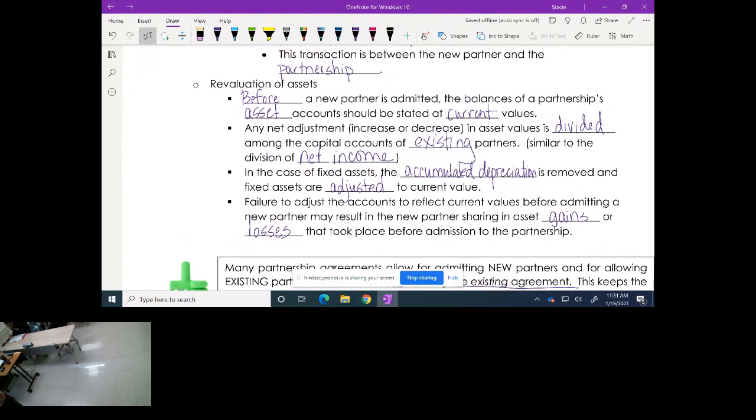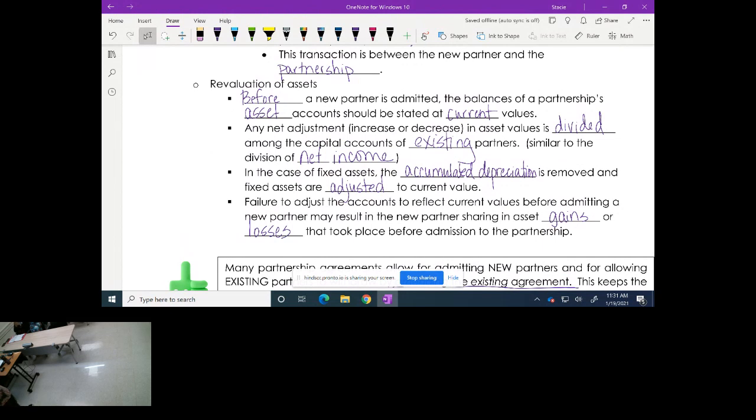Now, in this case, we're looking at a partnership that's already been in existence and someone from the outside is coming in, or maybe a partner's getting out. But this partnership has already been in existence. This is not like at the beginning of the chapter when we have a couple of folks coming together and forming a brand new partnership. This one is an existing partnership, so it's different.